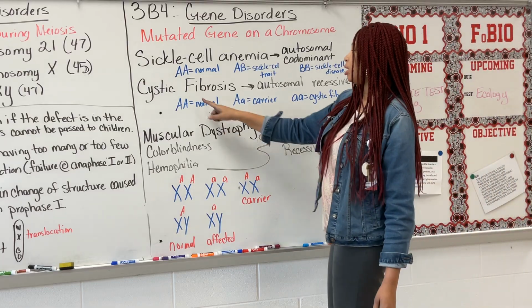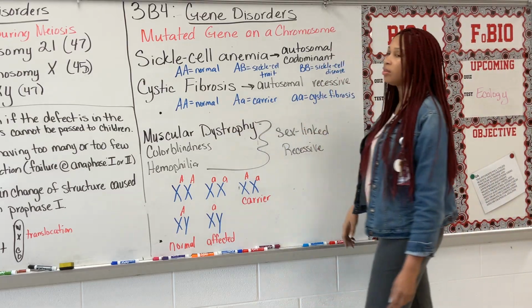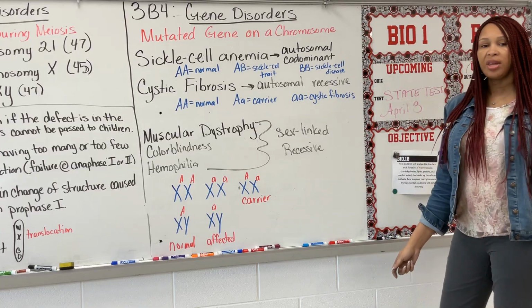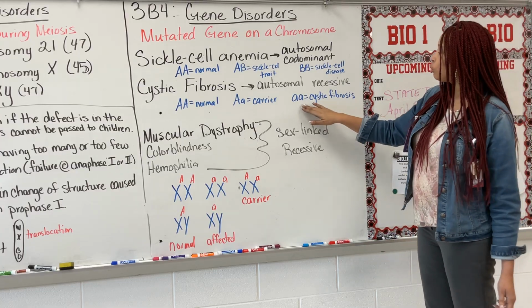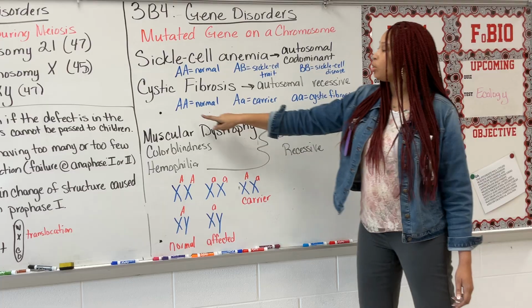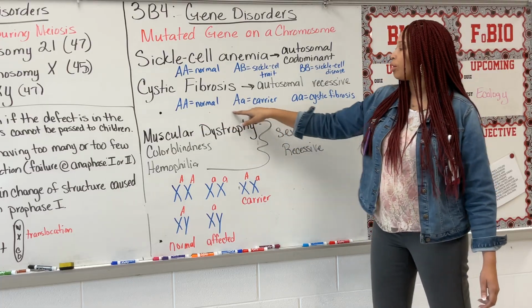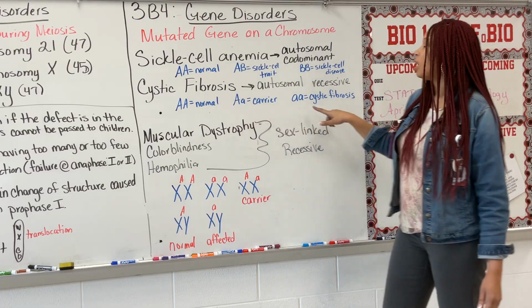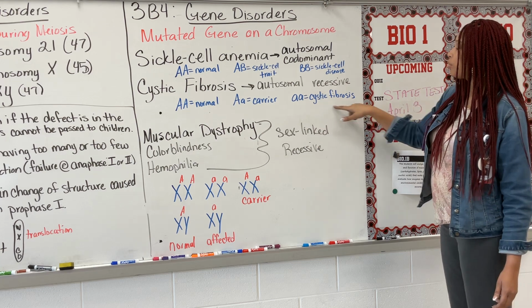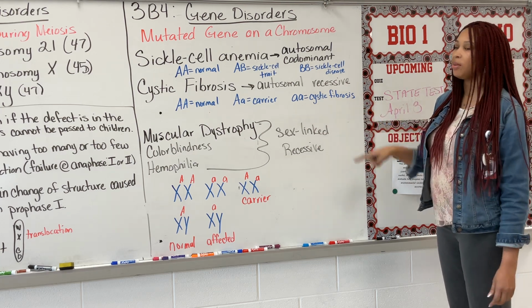Cystic fibrosis, on the other hand, is an autosomal recessive disorder, meaning that I only have the actual disorder if I inherit the two recessive alleles. So I can be normal or I can be a carrier and I won't show symptoms of the disease. But if I inherit both of the recessive alleles, then I actually have cystic fibrosis.